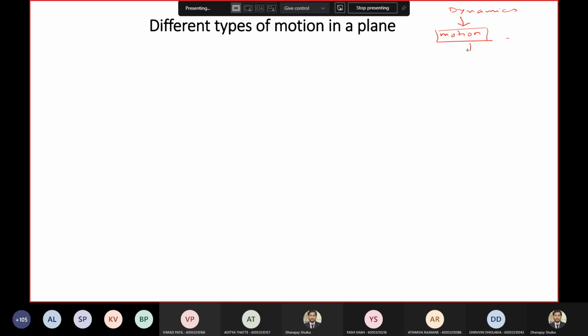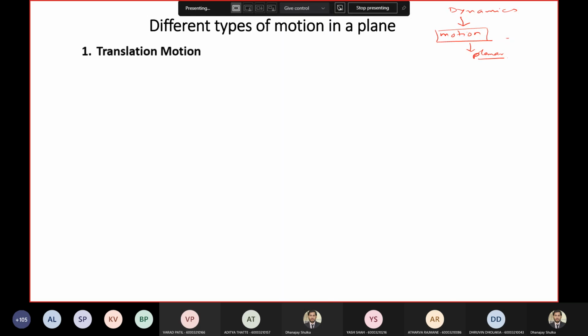In our course we have planar motion, that is, motions which lie in a plane. So what are the different types of motion possible in a plane? That is what we are going to see first.